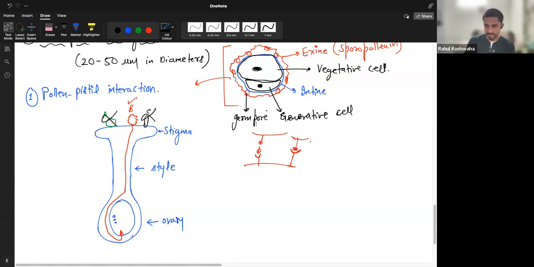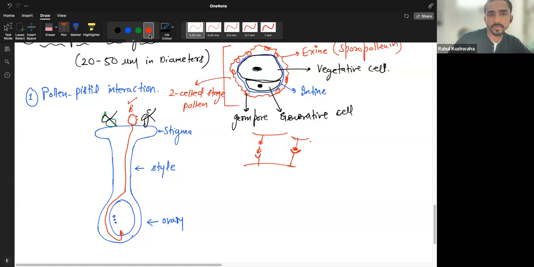Now, what I mean by three-celled stage is that this generative cell divides, but this division is mitotic division. The generative cell divides mitotically to form two male gametes or two male nucleus. Okay, so this is a two-celled stage, which let me write down here. Two-celled stage pollen.